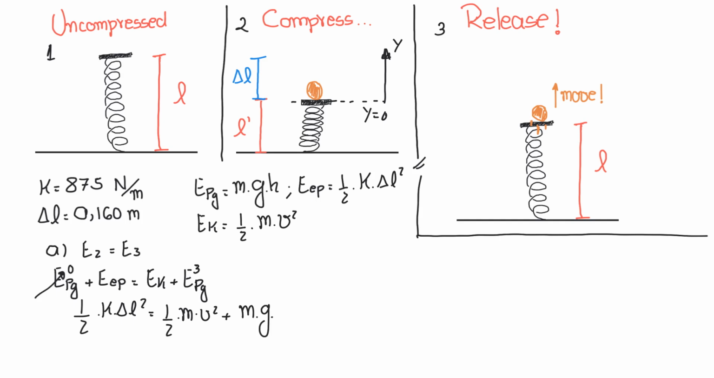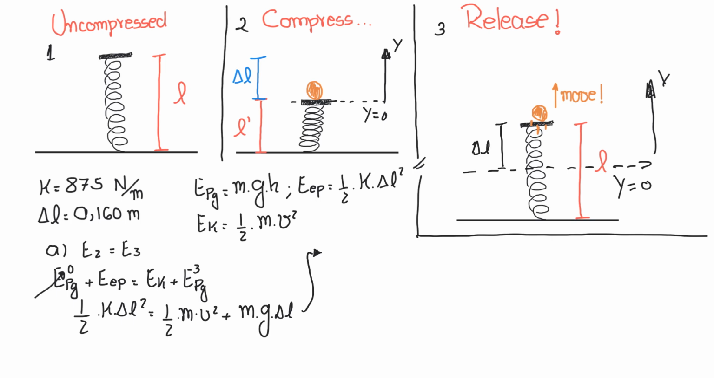For the height, remember that we choose our reference frame to be like this. So here we have y equals 0. Our y-axis points upwards, and then notice that in this situation the spring is uncompressed, and therefore the ball is at the position delta L with respect to the origin. So the height is delta L. Then we have to solve this equation for v in order to discover what is the velocity of the ball.